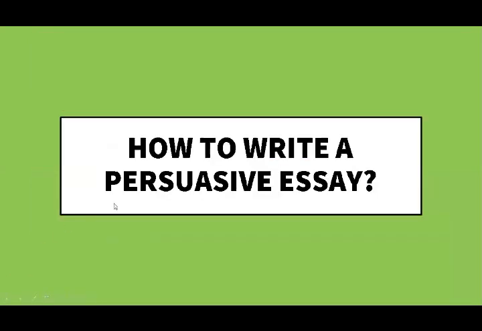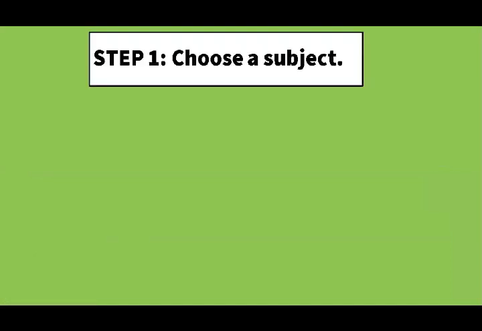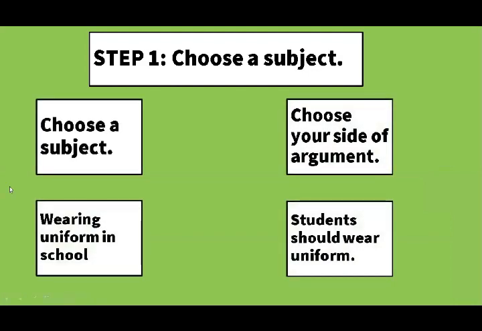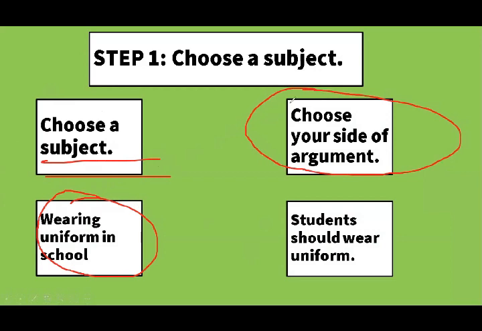So let's proceed. So how to write a persuasive essay? First is that you need to choose a subject or a subject matter. So in my example, again, this is for the sake of example only. So my subject is wearing uniform in school. And in choosing a subject, you need to choose one side of the argument. So you cannot be neutral about your argument. There are only two sides, grade 10. It's either you agree or you do not agree. Okay? And in this case, my side of argument is that I think students should wear uniform.